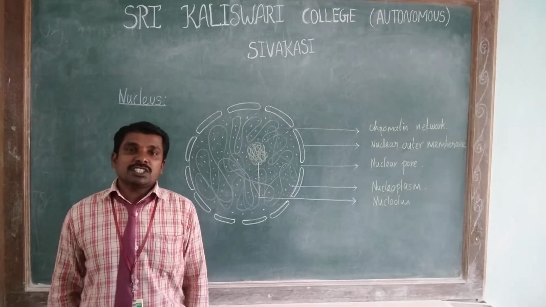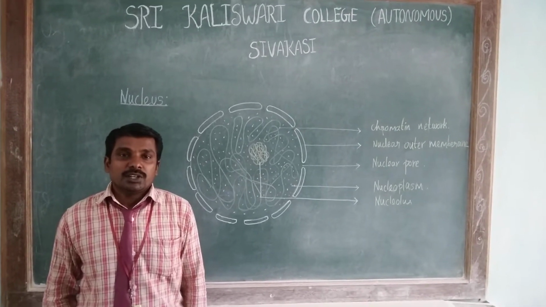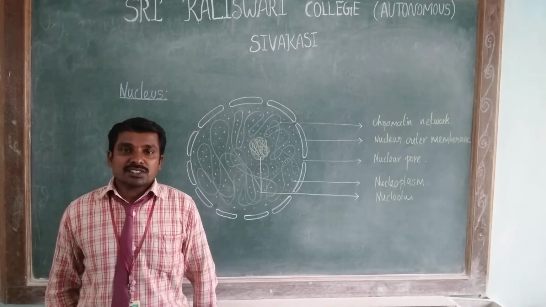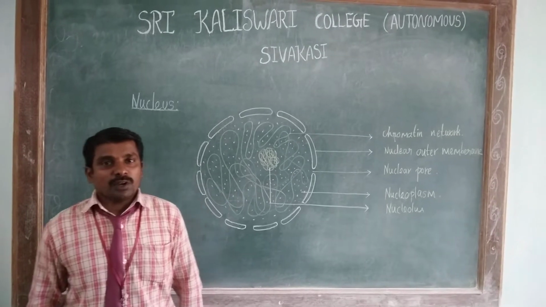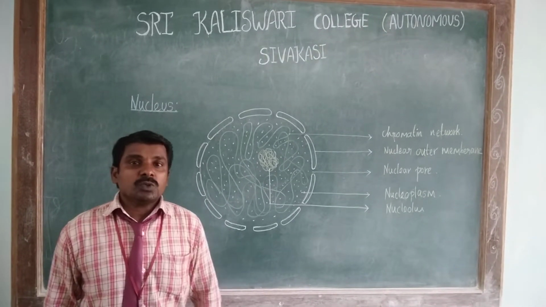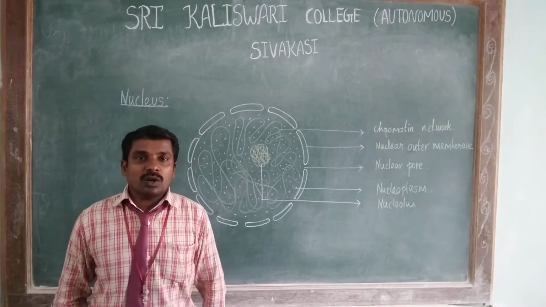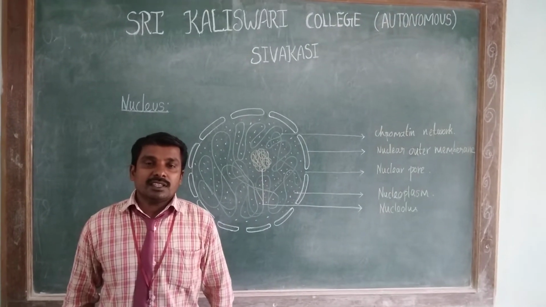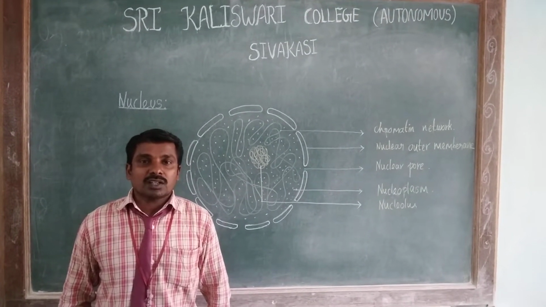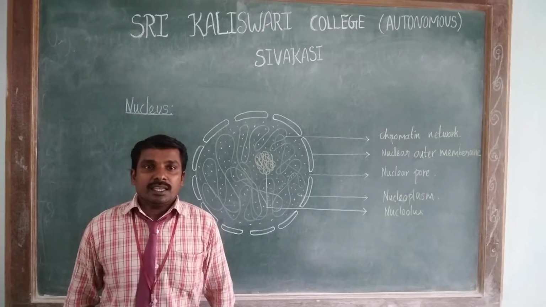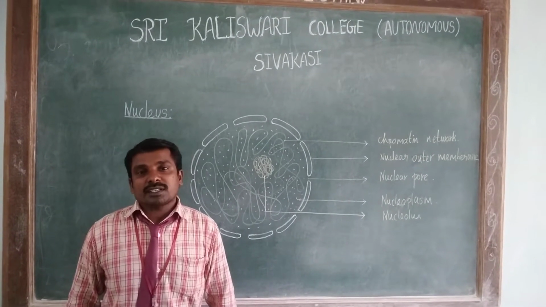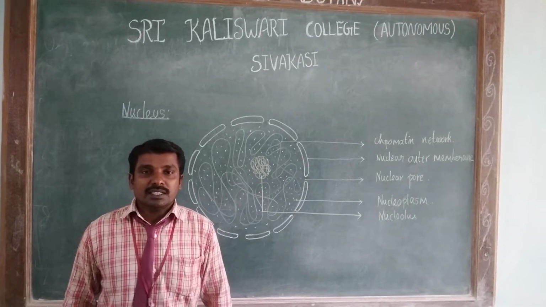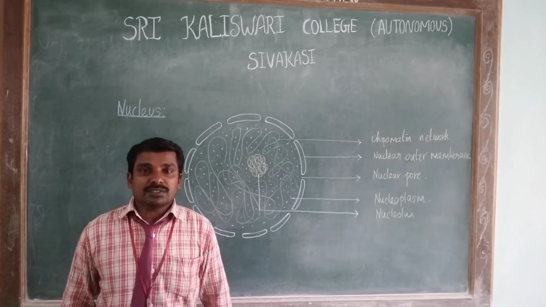Today we are going to discuss the topic of the nucleus, its ultrastructure, and its functions. First of all, what is the nucleus, and who discovered the nucleus in cells? Initially, the nucleus was discovered by Robert Brown. He proposed the nucleus. It is important for all cells. It also acts as the brain of the cell.